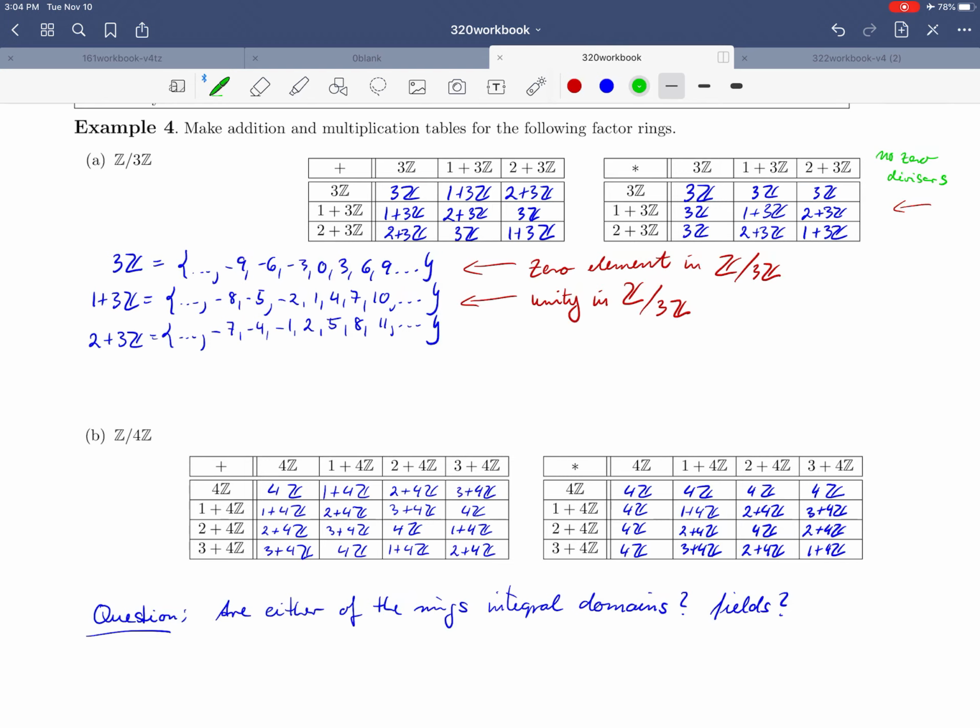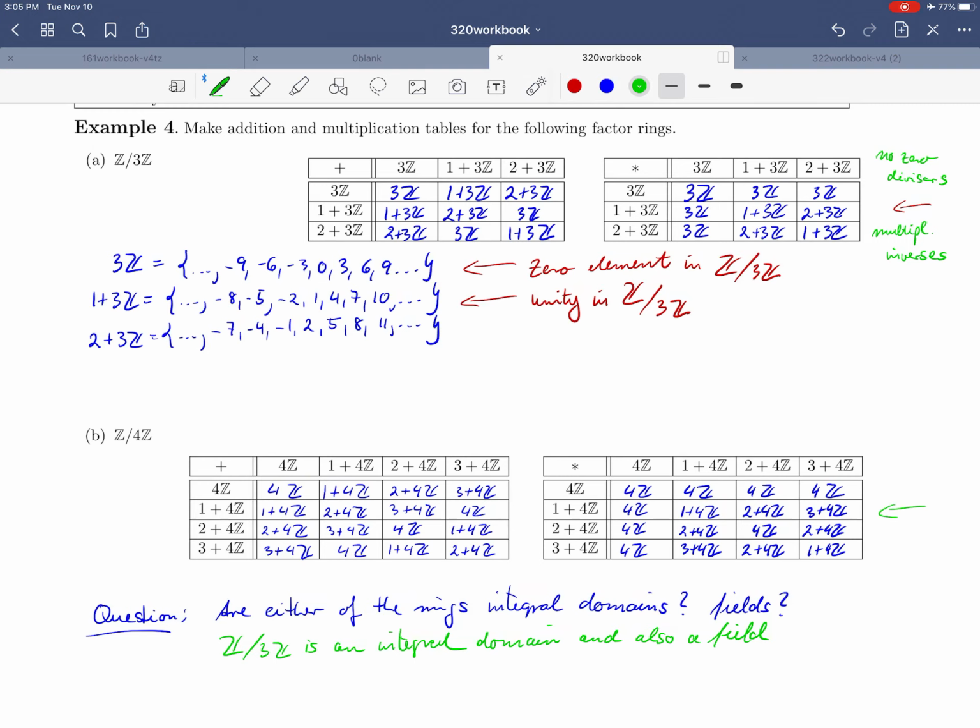And we do have inverses. Yep, we do have inverses. We see that 1 plus 3Z is its own inverse, and 2 plus 3Z is its own inverse. So we have multiplicative inverses. So we do have units. So Z mod 3Z is an integral domain, and furthermore, it's a field.